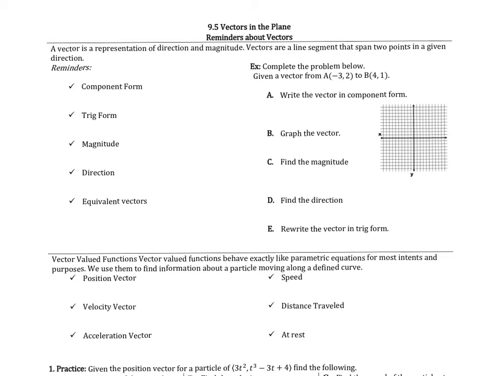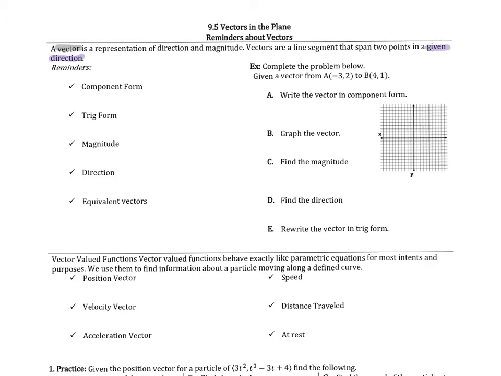A vector is a representation of direction and magnitude. Direction and magnitude, so it's a length and a direction, right? Vectors are a line segment that span 2 points in a given direction. If we went back to geometry, we probably wouldn't use the word vector, we would use the word ray, but it is finite. It has a length and a direction.